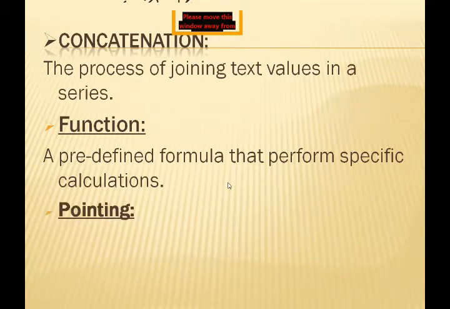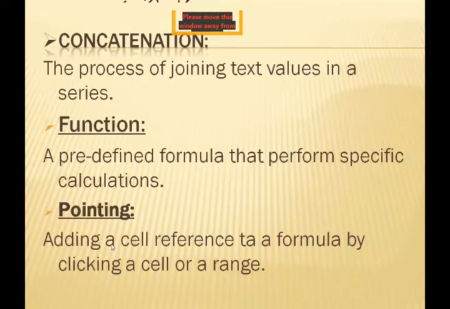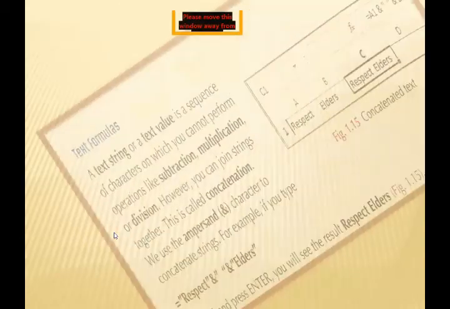Now pointing: adding a cell reference to a formula by clicking a cell or a range of cells. It will save your time if you are not ready to write the cell address in the formula. You just click on the cell and then you get the cell reference in the formula. So this is pointing. This is a basic term.